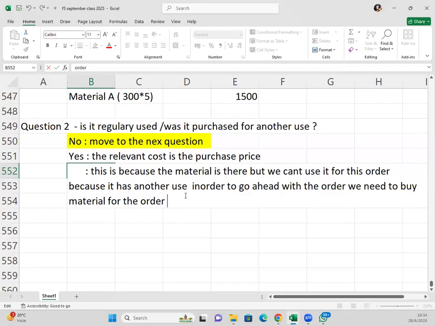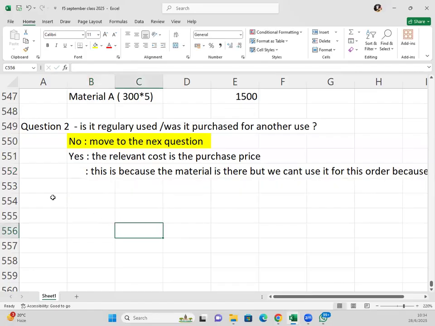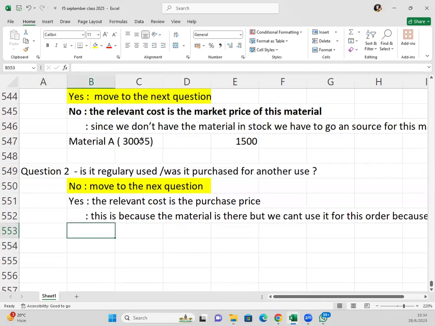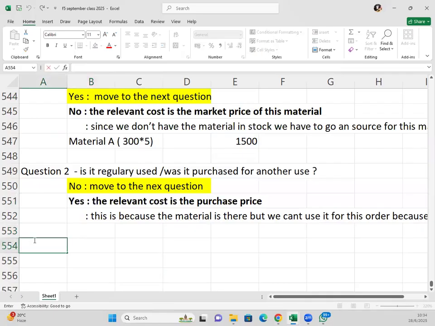What about if it is there, but there is no other use or it's not regularly used? We are now moving to question 3. So if it's there, but it has another use, the procedure is the same with the first one. You just take the kgs that we want and you multiply them by the market price. Then let's move to question 3. Like we said, if the material is there in inventory, I'll give you a question then, which is going to be summarizing all those steps.